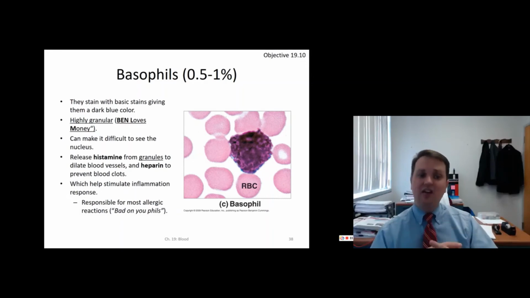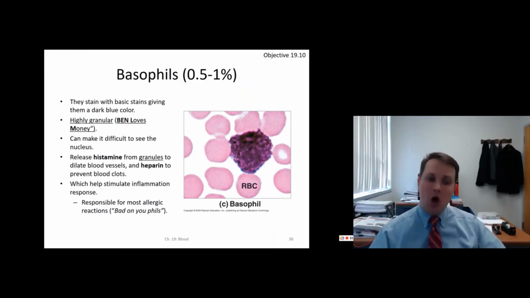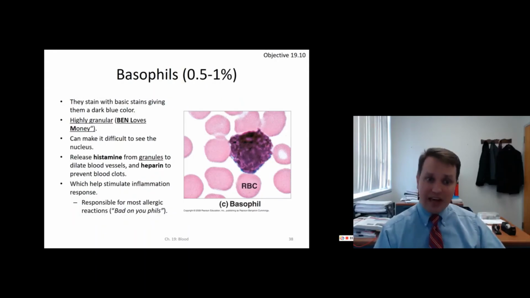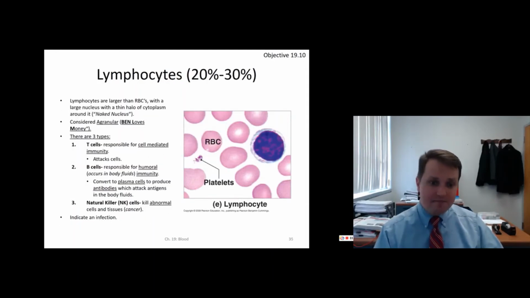So they also cause inflammation. They are involved in allergic reactions. They cause inflammation. They stimulate it. So they're bad on you, phils. Basophils are bad on you, phils. All right. So please make sure you pay attention to a few of the indicators, especially parasitic infections, cancer, and bacterial infections.